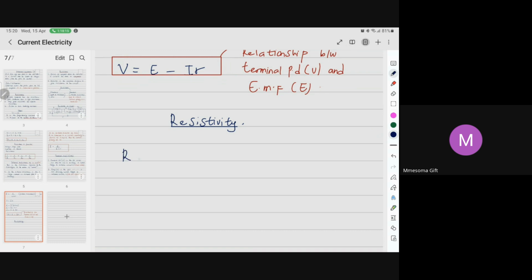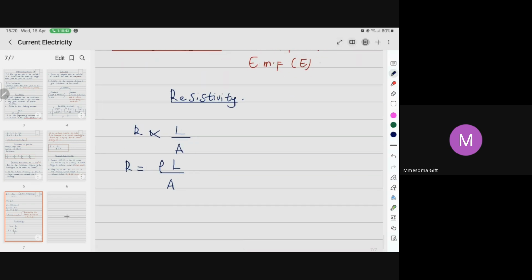The resistance of a wire is directly proportional to the length of the wire and inversely proportional to the area of the wire. That's the resistance of a wire. If we represent it, we use this symbol, rho, for the resistivity, the constant of proportionality, then R equals rho L all over A.